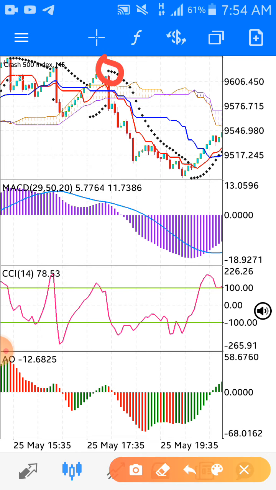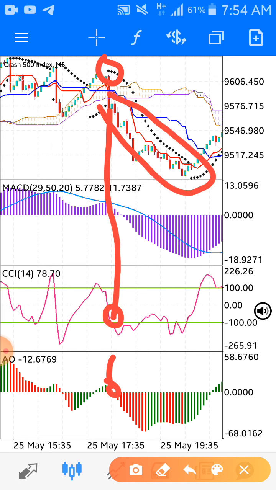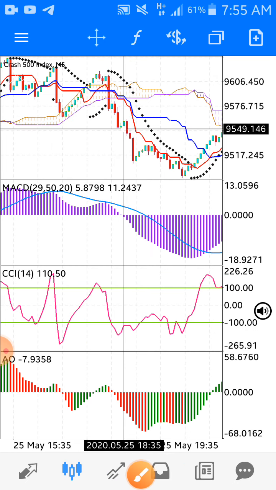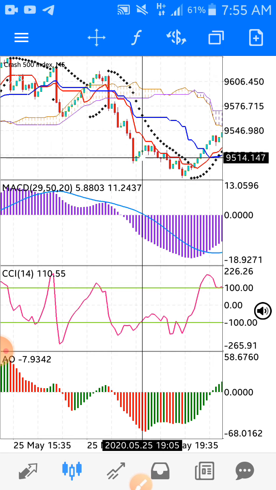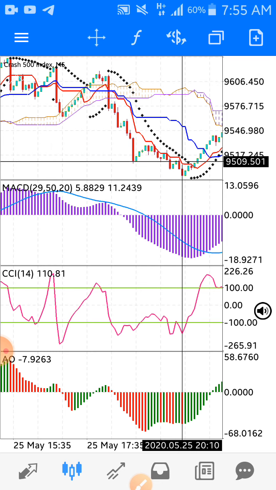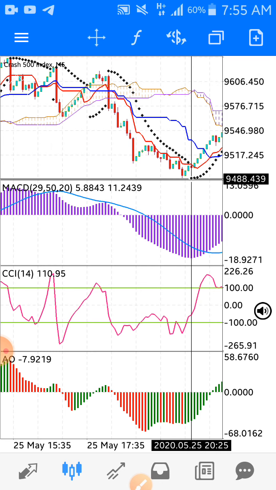Okay, it appeared from above, and then if you trace it, CCI was below minus 100, Awesome Oscillator was red, and what do we have? This trade moved for about, I think, close to 1 hour. This is 5, 10, 15, 20, 25, 30, 35, 40, 45, and up. So when do you exit? You exit when the parabolic SAR shows from below.